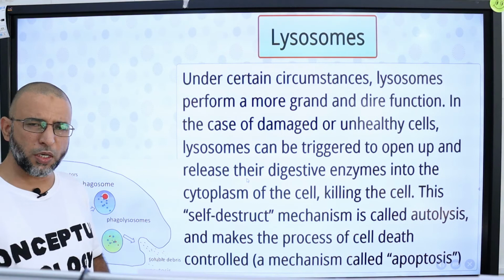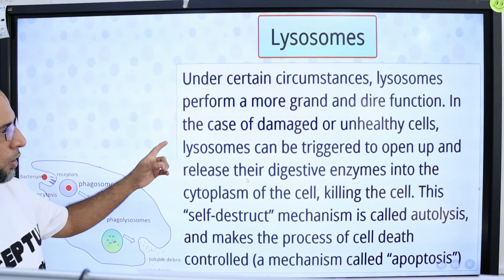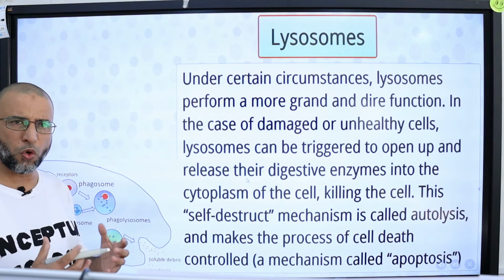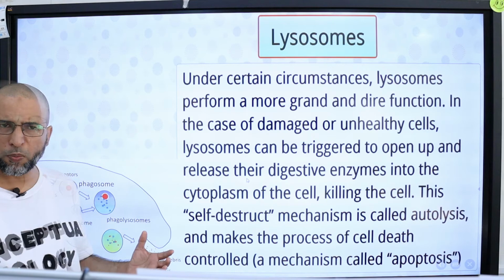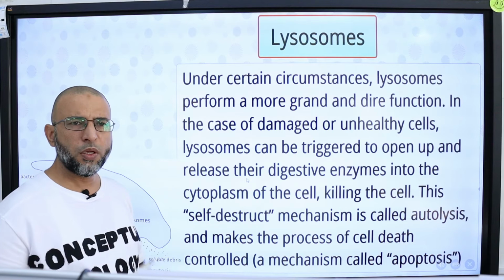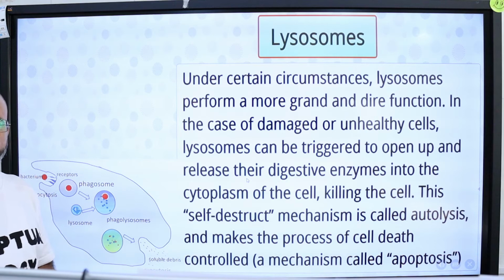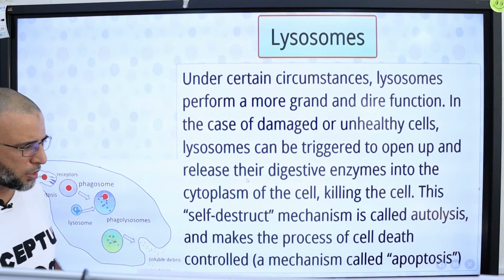Under certain circumstances, lysosomes perform a crucial role. In the case of damaged or unhealthy cells, lysosomes can be triggered to open up and release their digestive enzymes, that is hydrolytic enzymes, into the cytoplasm. When these hydrolytic enzymes are released in the cytoplasm, that is the killing of the cell. This self-destruct mechanism is called autolysis and makes the process of controlled cell death, that is also known as apoptosis.